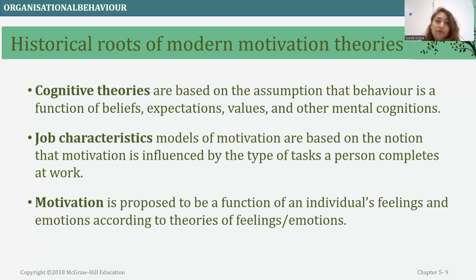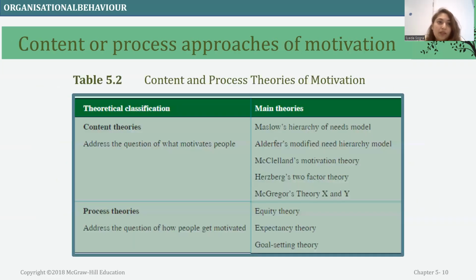If you look into cognitive theories, these are based on the assumption that behavior is functional, on our beliefs, expectations, values, and other moral cognitions. Job characteristics is a model of motivation based on the notion that motivation is influenced by the nature of the tasks that people perform at their workplace. Motivation is also a function of an individual's feelings and emotions, according to theories of feelings and emotions.